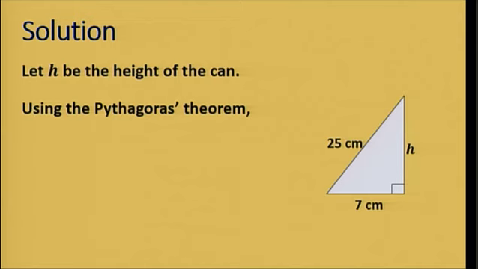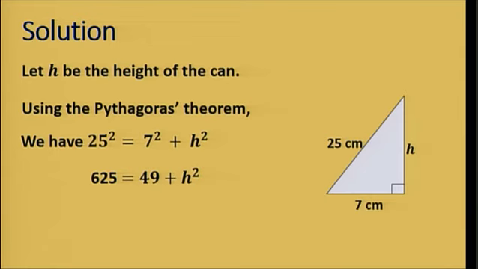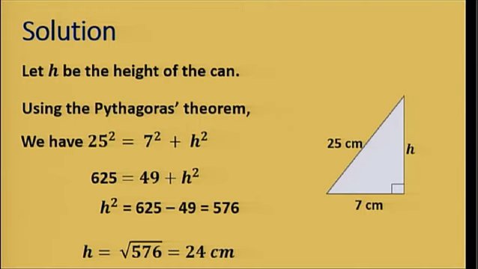Using Pythagoras theorem, I will have 25 squared equal to 7 squared plus h squared. 625 equal to 49 plus h squared. So h squared equal to 625 minus 49, which is 576. So h will be the square root of 576, which is 24 centimeters. So the height of the can will be 24 centimeters.